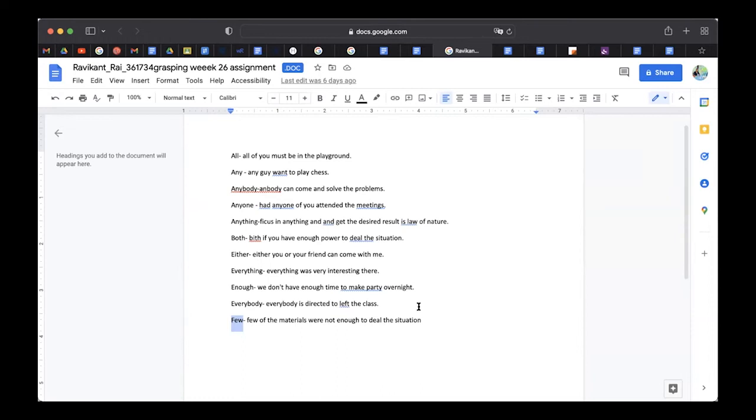Making sense? Yes, ma'am. Like few of the pens are not working. Yeah. So pens, yeah. You can make it. But material, again, look at the fact that with few, you again used a non-count noun. You can't use that, right? Yes. So, Ravikant, try to make these sentences again. If you have a question, please ask me again. Okay, yes, ma'am. Thank you. Thank you, ma'am.